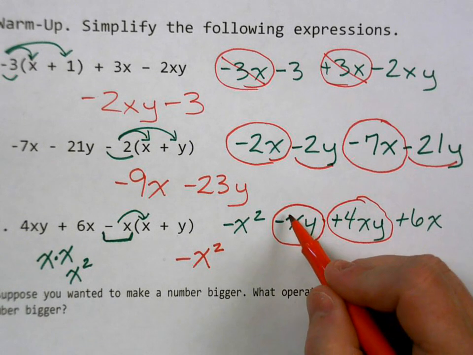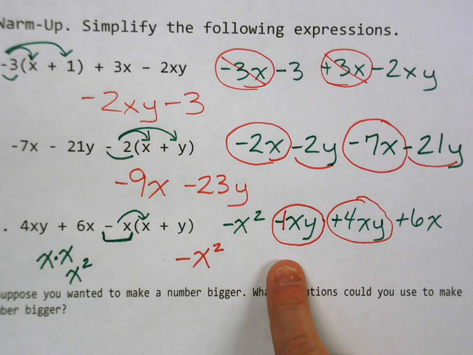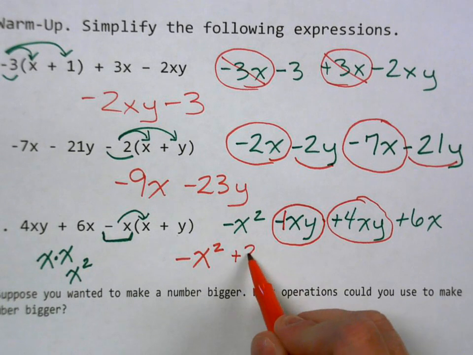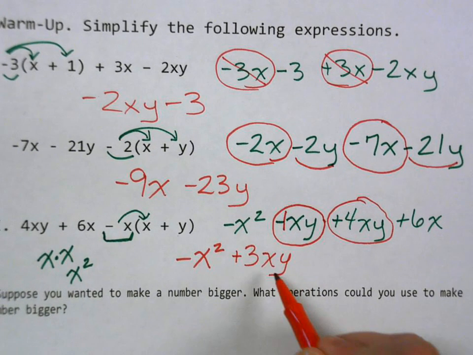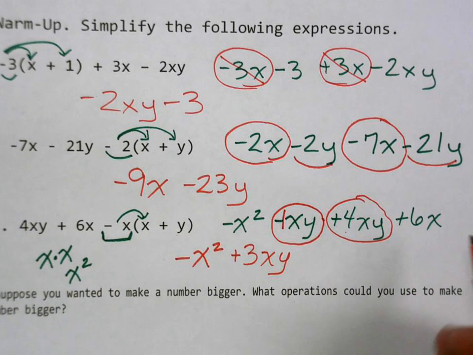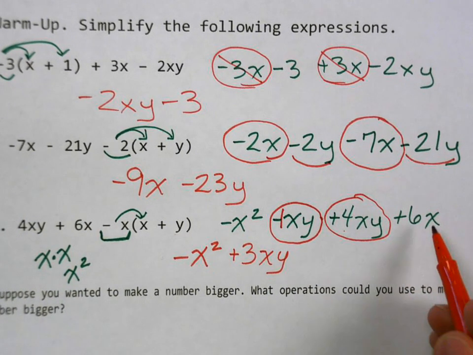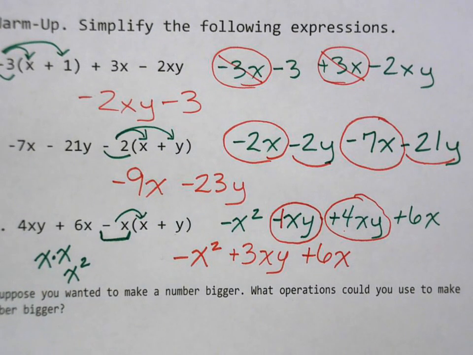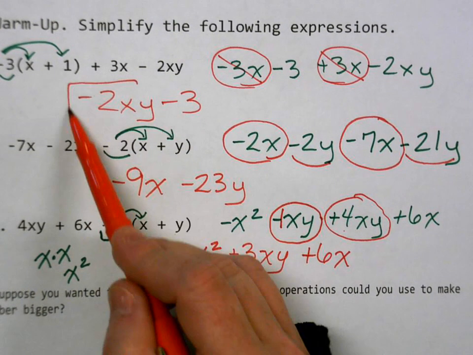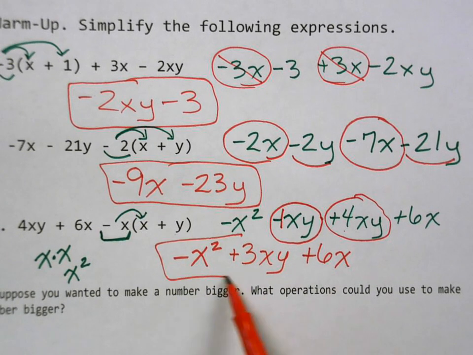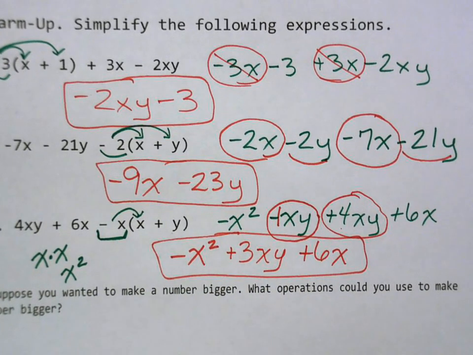Okay, so we've got -1xy plus 4xy gives me what? 3xy. Oh, it's a negative, because that's a negative, right? So it's 4 minus 1. And then there's nothing else to add to this 6x, so it's just plus 6x. So I'll put a box around my final answers here so that you know which ones were my final answers. The rest were just work.